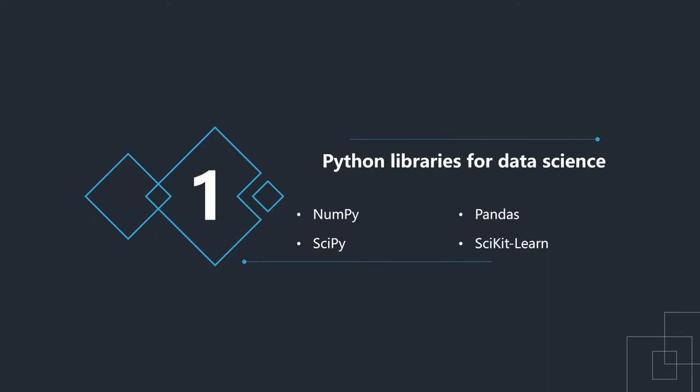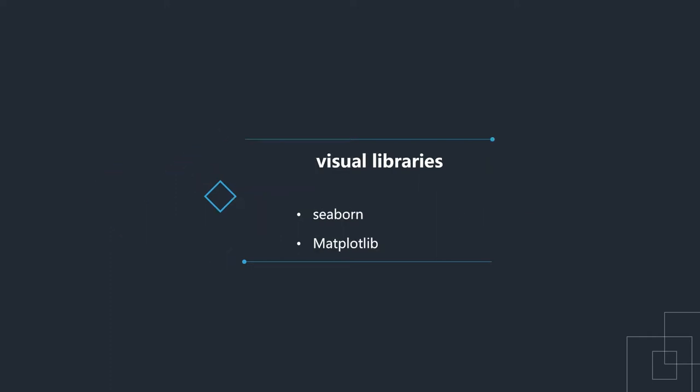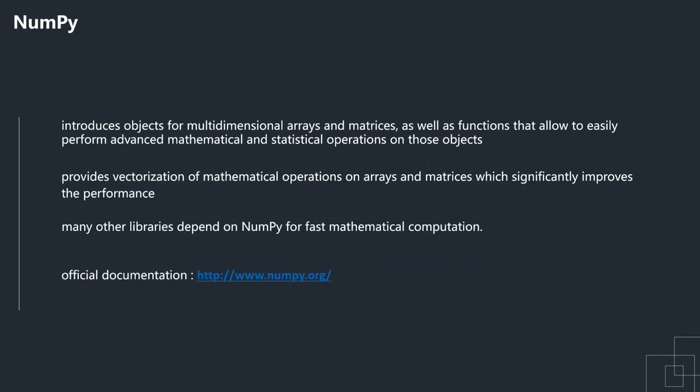These are the four very powerful and popular libraries of data science right now. The first one is NumPy, then we have Pandas, SciPy, scikit-learn. There are other libraries which are visual libraries. These are seaborn and matplotlib. These are used to plot and present our data in a visual format. Okay, let's see what NumPy is.